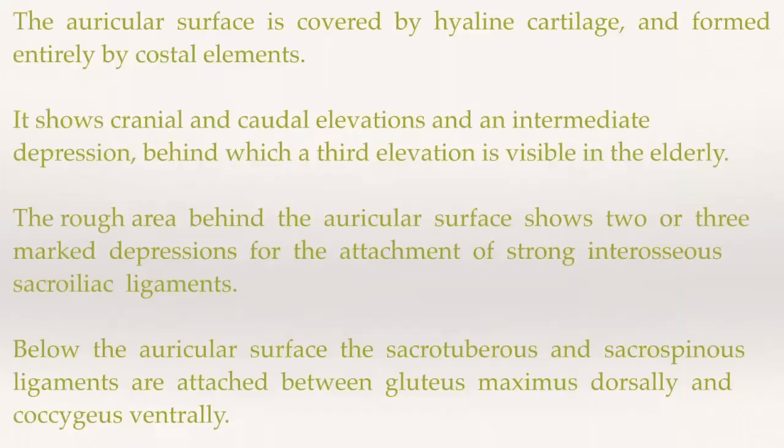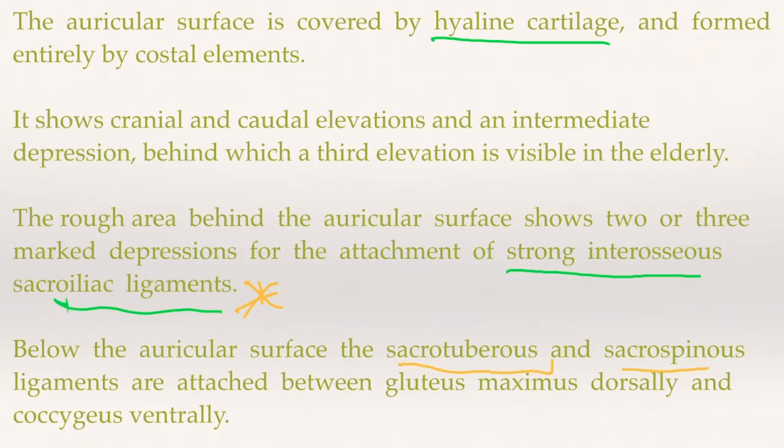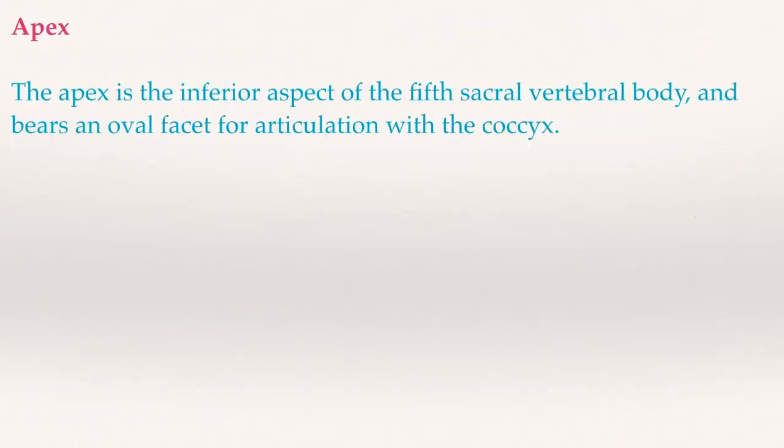The articular surface is covered by hyaline cartilage and formed entirely by costal elements. It shows cranial and caudal elevations, an intermediate depression, beyond which a third elevation is visible in the ala. The rough area behind the articular surface shows two or three marked depressions for attachment of strong interosseous sacroiliac ligaments. You will all learn the sacroiliac joint. Below the articular surface, the sacrotuberous and sacrospinous ligaments are attached, between the gluteus maximus and coccygeus ventrally. So these are the different relations.